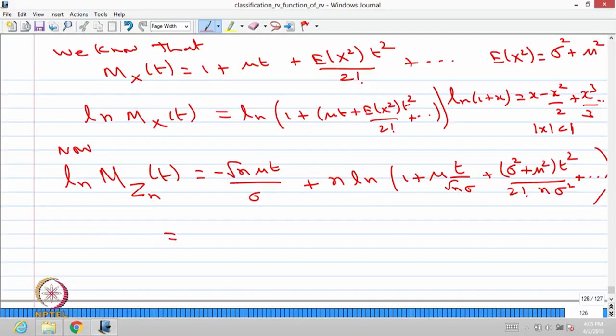This is going to be minus square root of n mu t divided by sigma plus, now I am going to apply ln of 1 plus x, that is n times, it is x minus x square by 2 plus x cube by 3. So, x is going to be this.